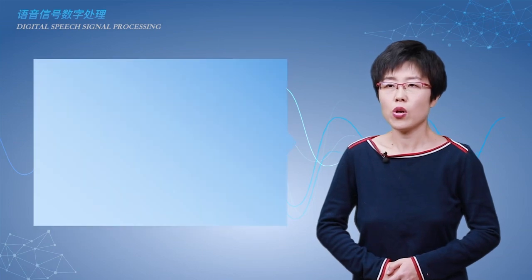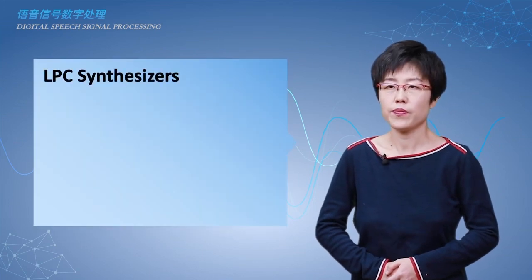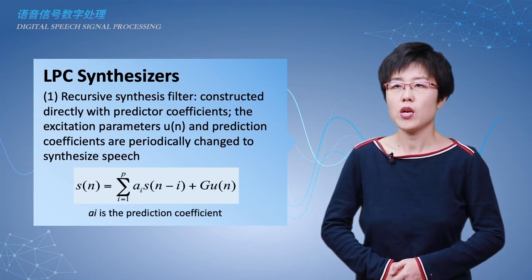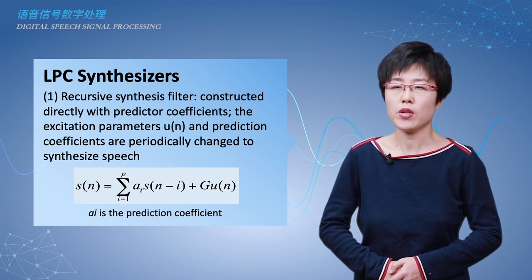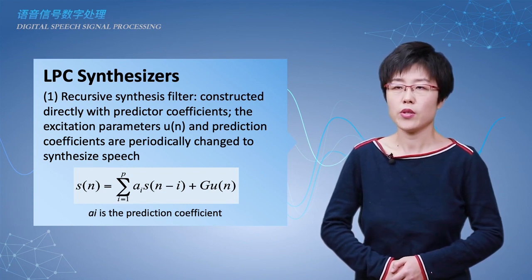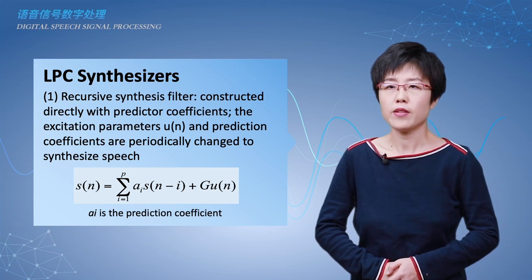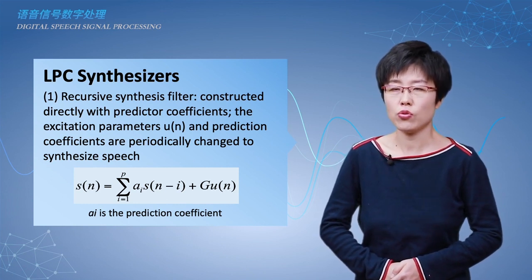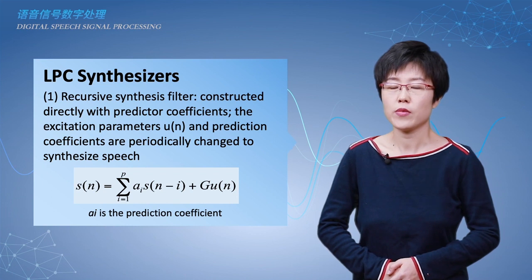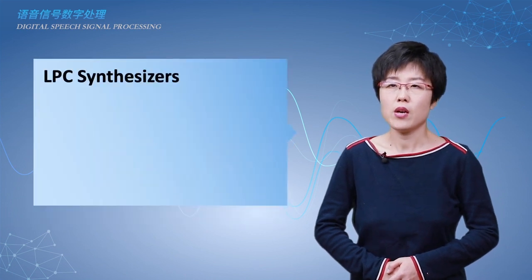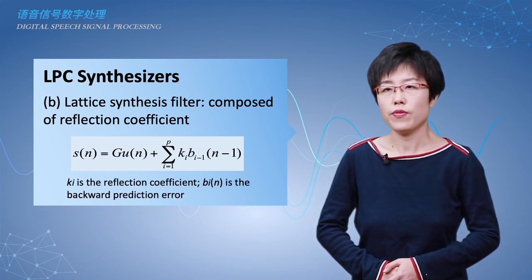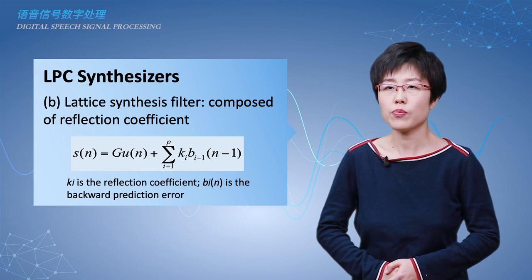There are two forms of linear prediction synthesis. One is a recursive synthesis filter, constructed directly with predictor coefficients. In this way, the excitation parameters and prediction coefficients are periodically changed to synthesize speech. Another is a lattice synthesis filter, which is composed of reflection coefficients and the backward prediction error.